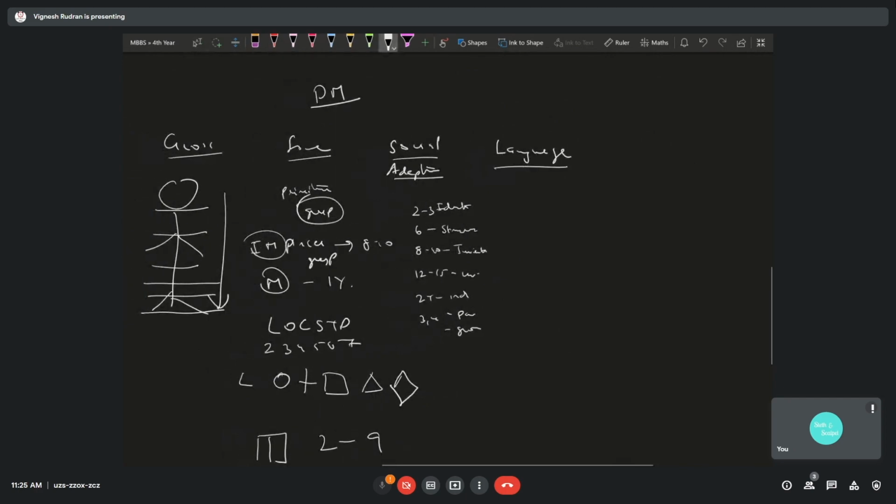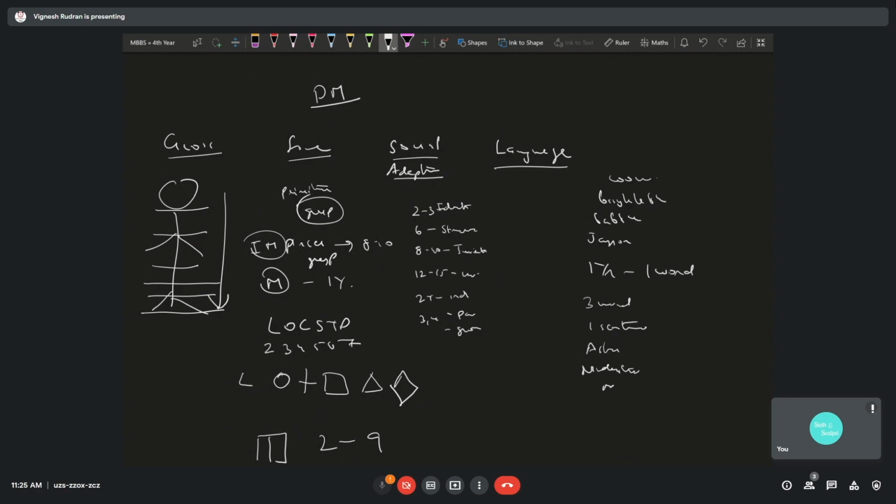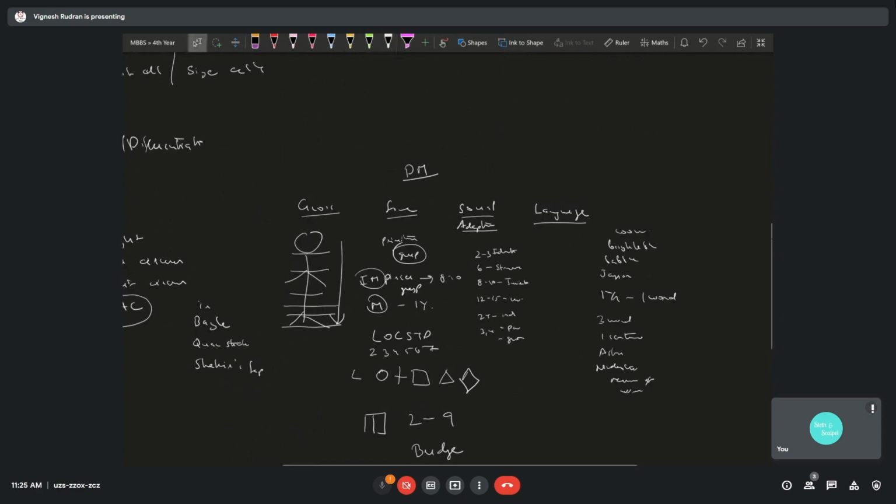And then the last one is language. For language, again, you put 1 year, 1 word. This is normal. Before 1 word, what are the things you're going to say? Jargon, babble, bisyllable, cooing. Then after 1 word, you just put 3 words, 1 sentence, and then asks questions, understands meaning of words. That is your language milestones.